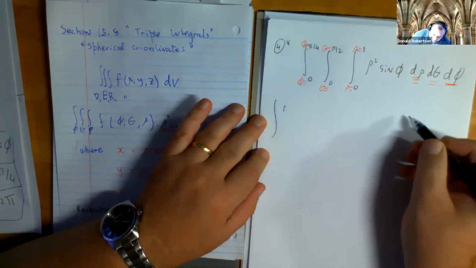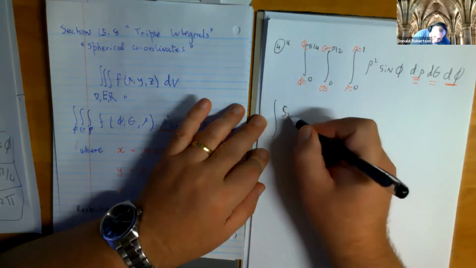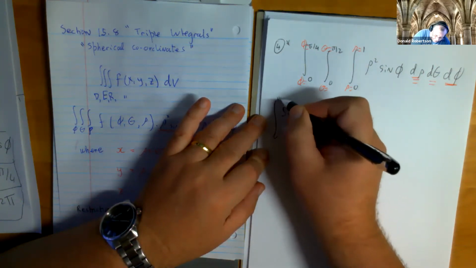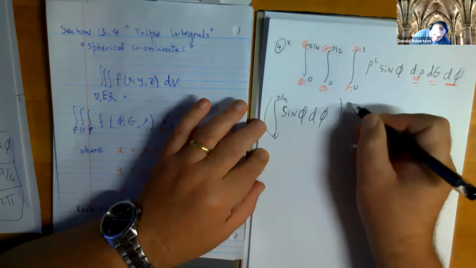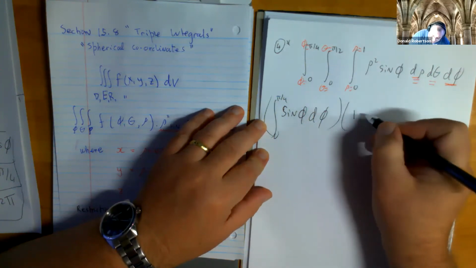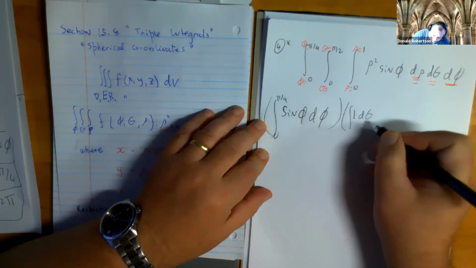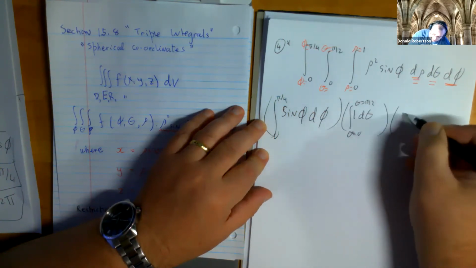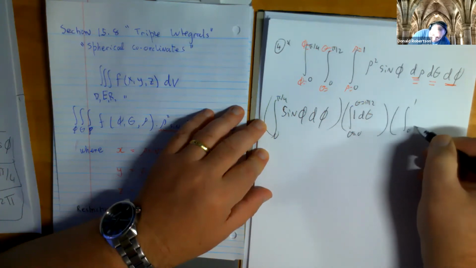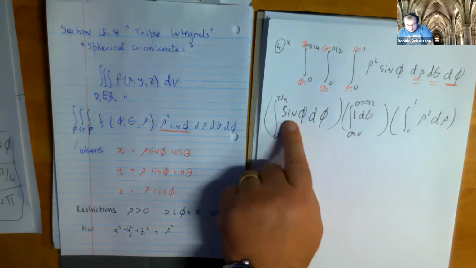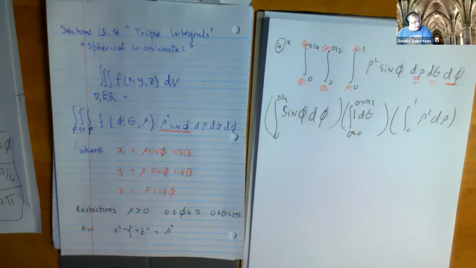Now, let's separate them out then. We have sine phi d phi, and that's going to go from 0 to pi upon 4. And theta is going from 0 to pi upon 2. Anything happening with theta? Nope, so you get 1. And then rho goes from 0 to 1 of rho squared d rho. Are we comfortable with the variable separable and the limits of integration for each?